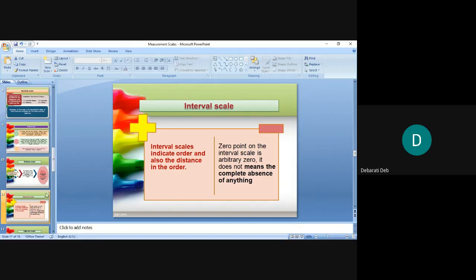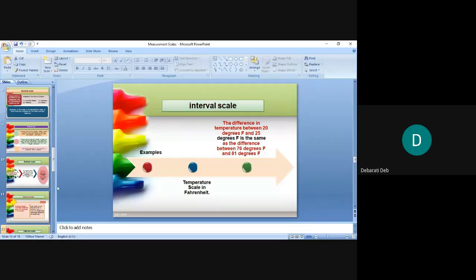Now comes interval scale. So look at this example, then it will be easier for you to understand. What is the example? The difference in temperature between 20 degrees Fahrenheit and 25 degrees Fahrenheit is the same as the difference between 76 degrees Fahrenheit and 81 degrees Fahrenheit. So this is a temperature scale in Fahrenheit.